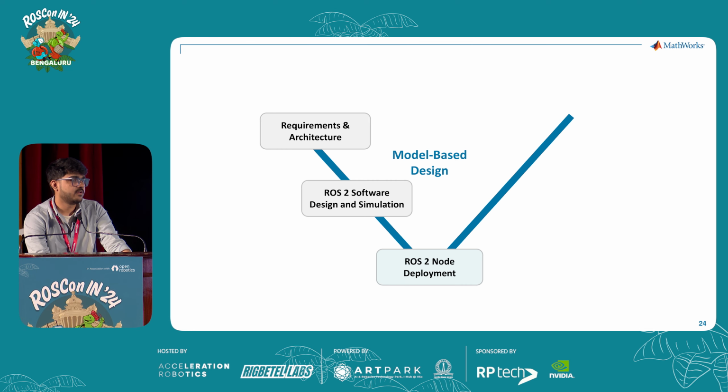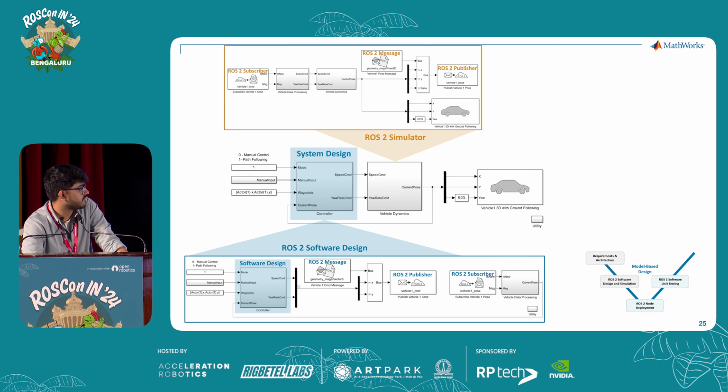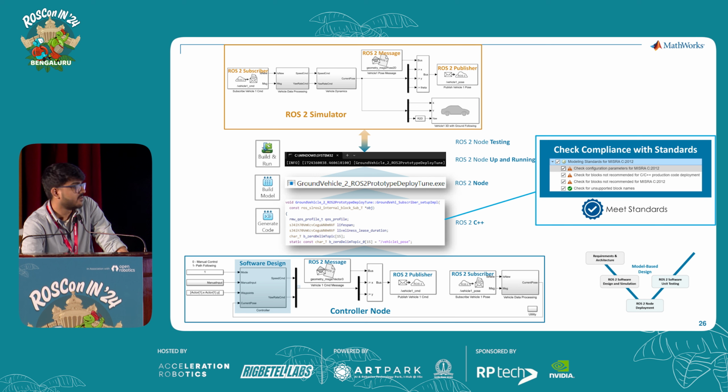Now we have a ROS2 node running. It's time to deploy it onto hardware. This is where we left our model last time. Now in just one click, for the Simulink model, we'll deploy the code onto the hardware. But in the background, Simulink Coder will take care of a few steps, like generating your C++ code, moving it to the hardware, compiling it, then running it. And when the node is up and running, it will communicate with the external simulator. Plus, you will get an additional benefit of checking the compliance with the industry standard using Model Advisor.